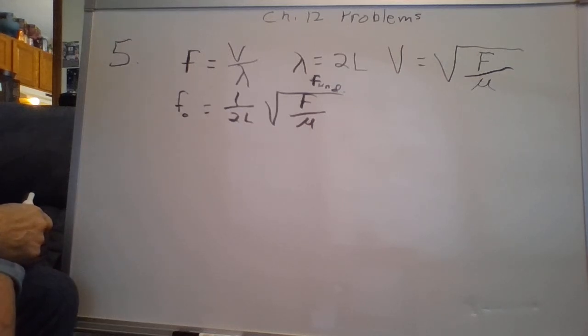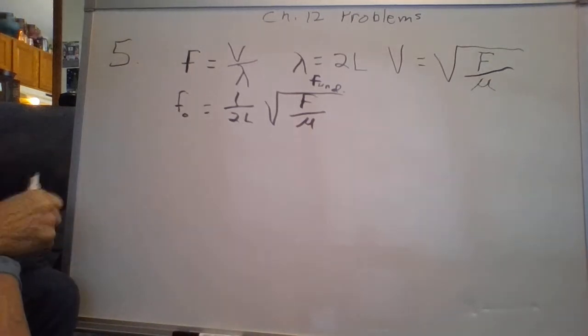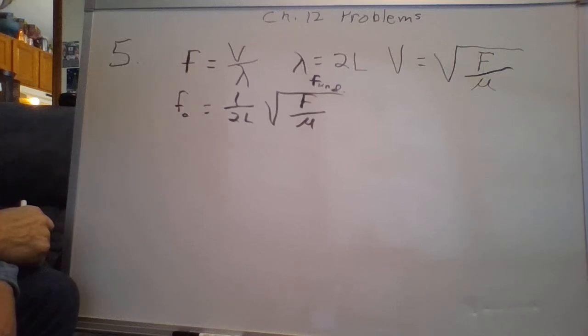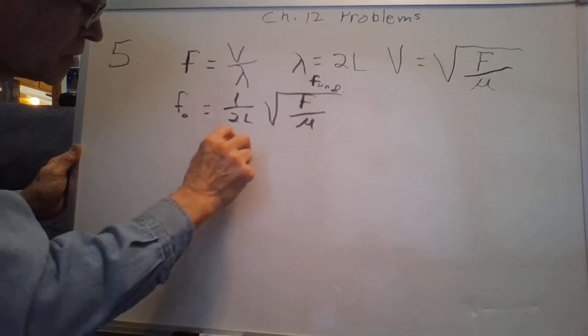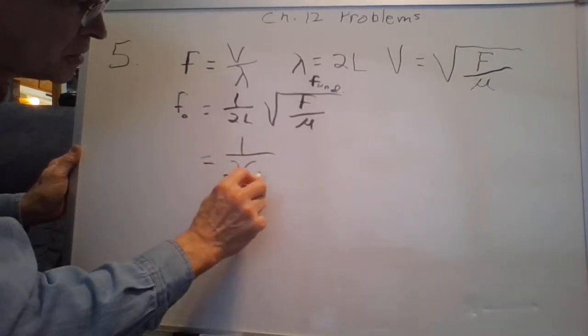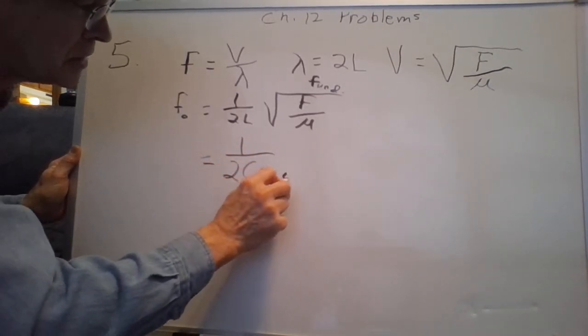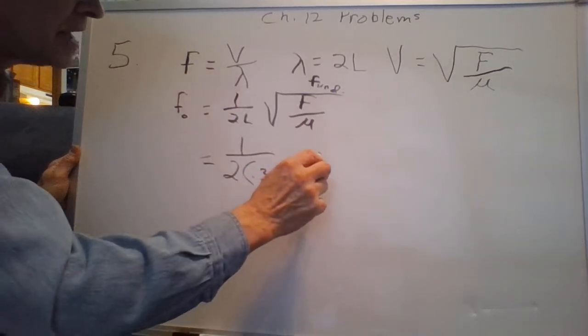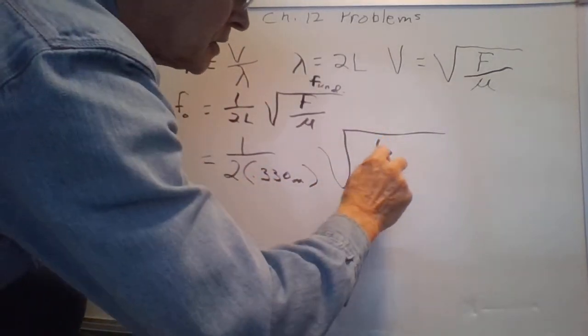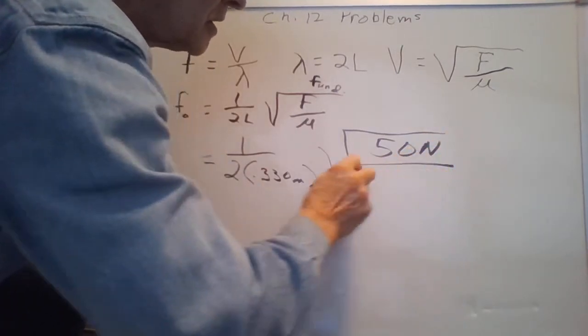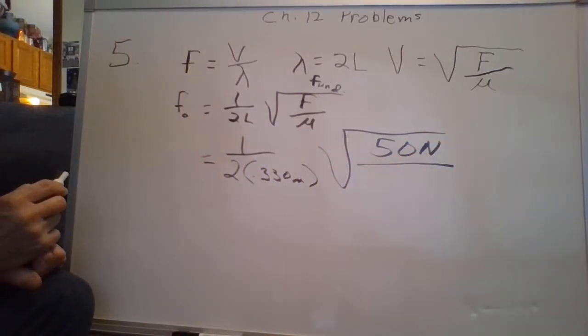So we've got linear density is given 3 times 10 to the minus third kilogram per meter. That would be this number. The tension is 50 newtons, and the length of the string 330 millimeters. So here we go. 1 over 2 times 0.33 meters times the square root of 50 newtons of tension divided by the linear density of 3 times 10 to the negative third kilogram per meter.